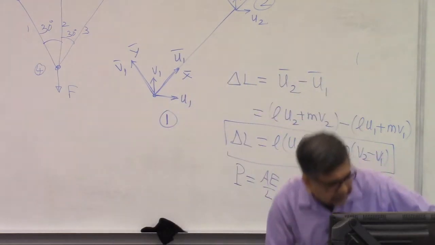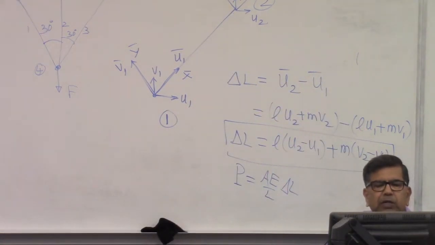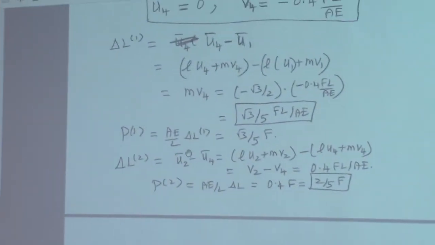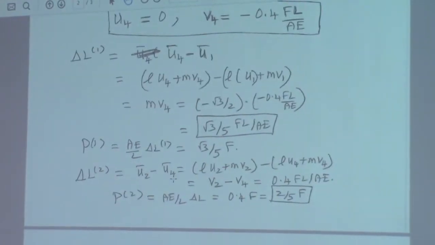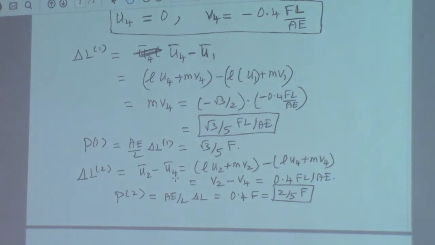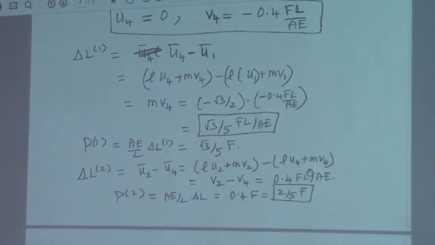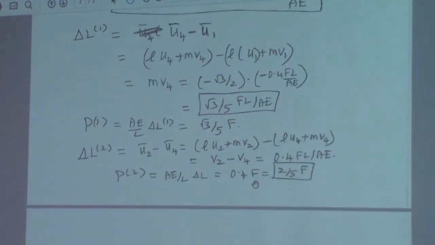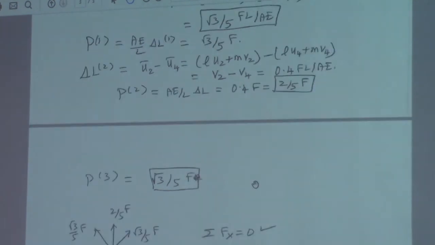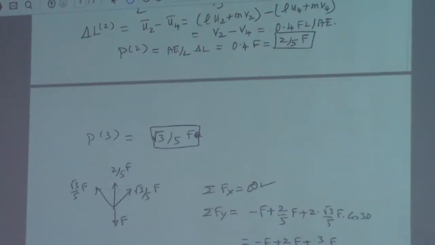If you look at the worked example, I have calculated delta L1 and P1. Delta L2 is U2 bar minus U4 bar. You have to know which is the second node and which is the first node. Then you substitute in terms of U2, L and M, V2, etc. I calculated P2 and P3. The beautiful thing is I check for equilibrium.